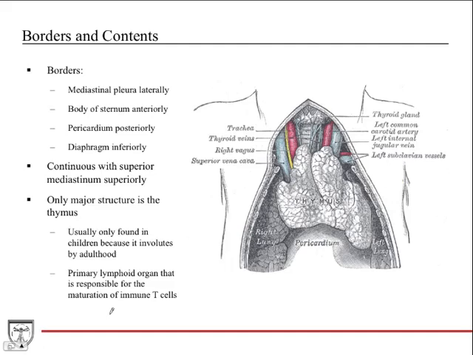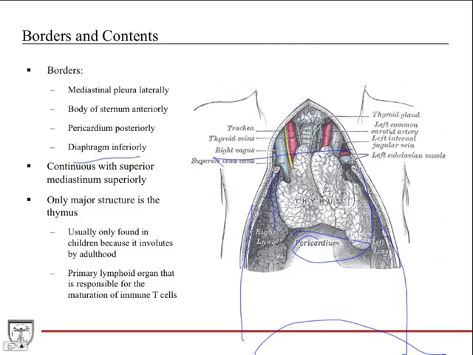So borders and content. The borders: it's the mediastinal pleura laterally, so that would be out this way, the pleura on the lungs. Body of the sternum anteriorly, which would sit just anterior to this thymus here. Pericardium posteriorly, which would be part of the heart, as you can see here, sitting posteriorly. And then the diaphragm inferiorly, because this is going to go all the way down. We're in the inferior division here, so it's going to go all the way down to the diaphragm. It's continuous with the superior mediastinum superiorly, which would be up in this region here.